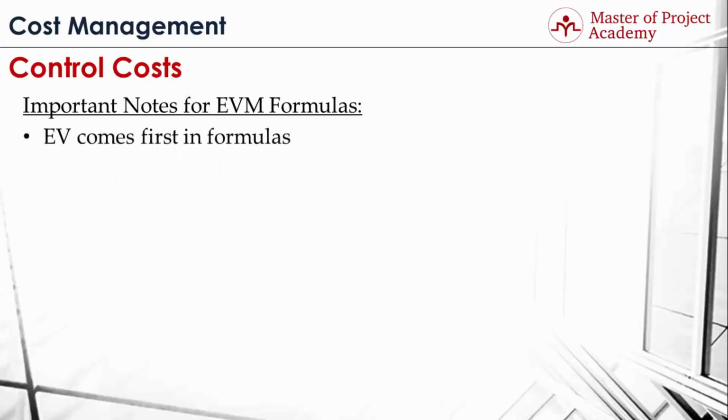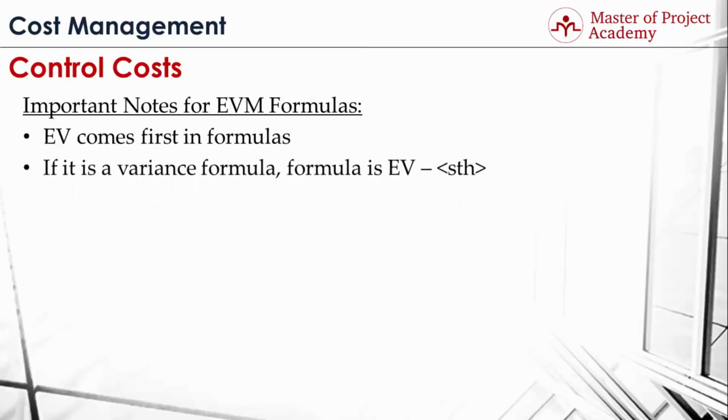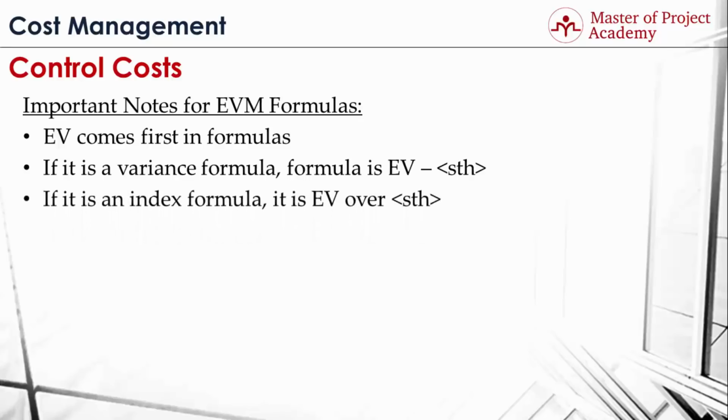Earned value comes first in formulas. For instance, in variance formulas, earned value comes first, then planned value, actual value, etc. comes after the earned value. If it is an index formula, earned value will be in the numerator of the formula. For instance, earned value over actual cost gives us the cost performance index.